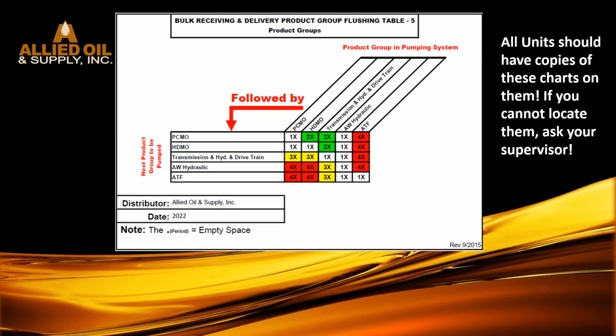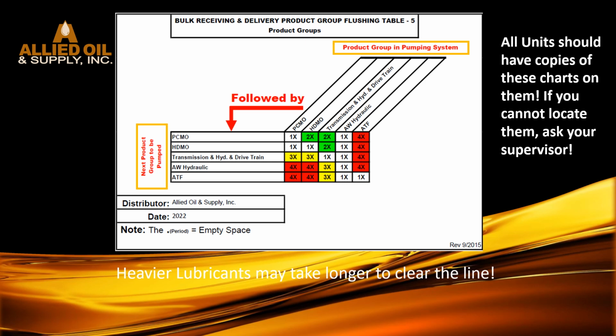The flush chart is a breakdown of the flush amounts by product groups. Some product groups may require more flushing due to the nature of the next product group you will pump. If a lubricant is heavier, it may take longer to clear the line. The chart is very easy to use. To use the chart, just find the product group that is currently in your line, then find the next product group you will pump and follow the chart.